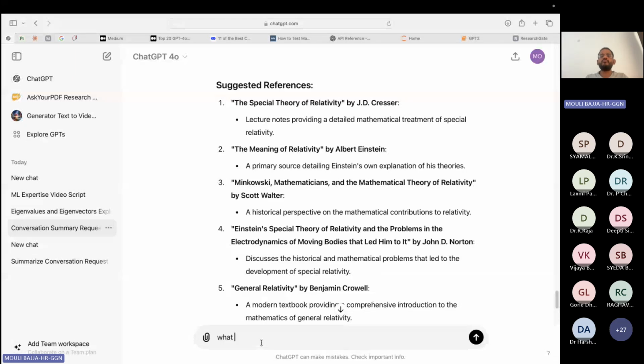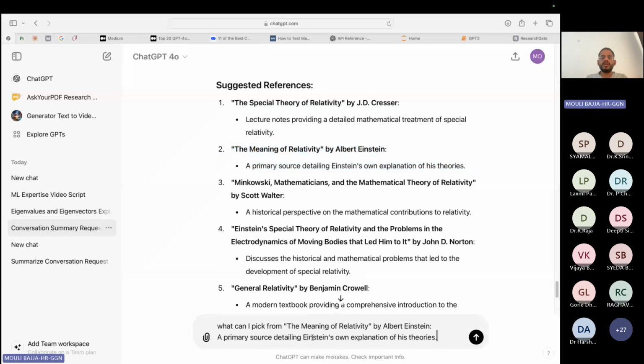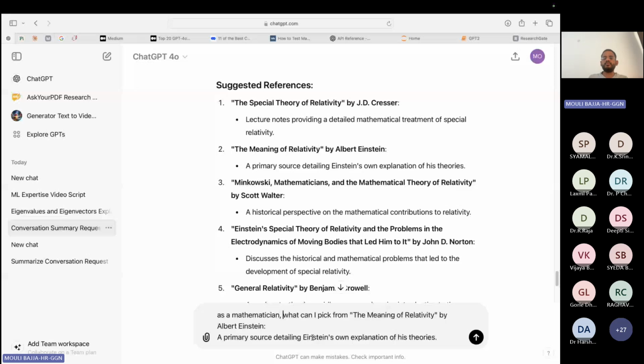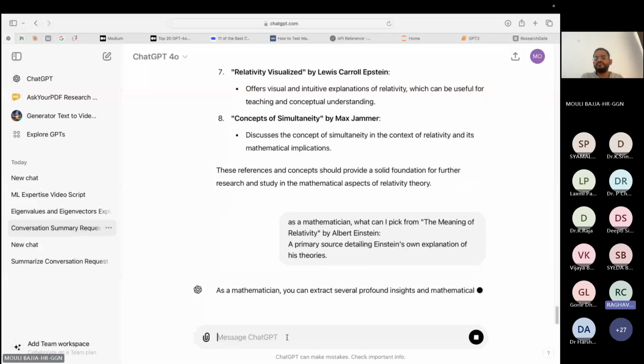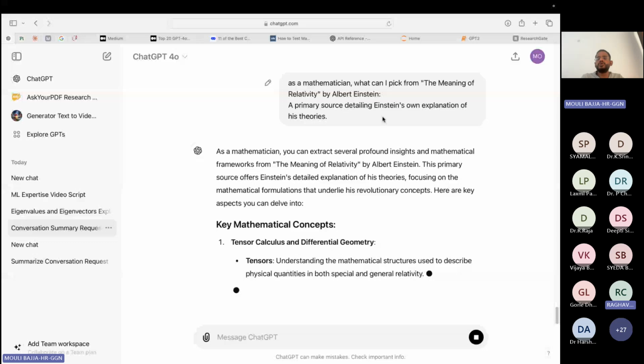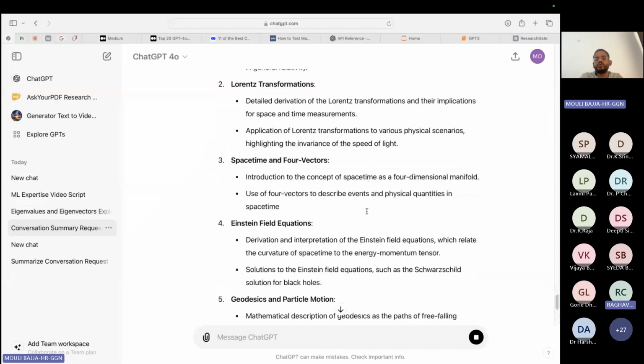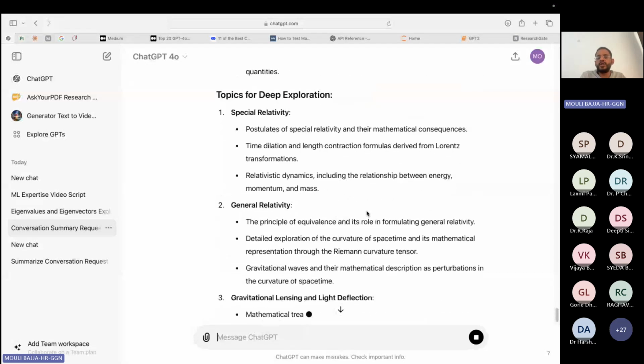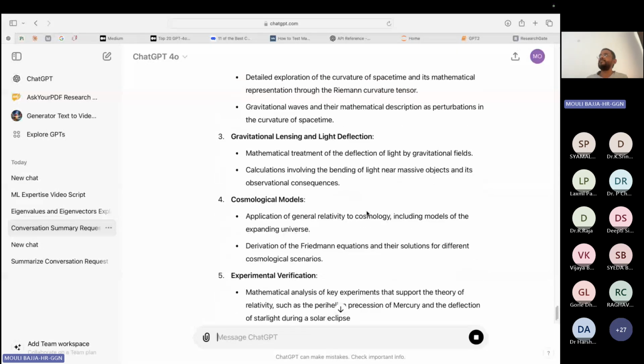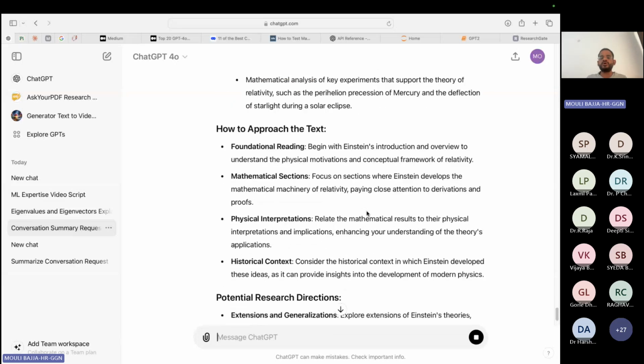What can I pick from the meaning of relativity as a mathematician, let's say? What can I pick from this? So from this book, what can we exactly take inspiration from? So these details are also provided. So now I'm hoping any document, any book that you want to take the gist of, today it is easier to chat.